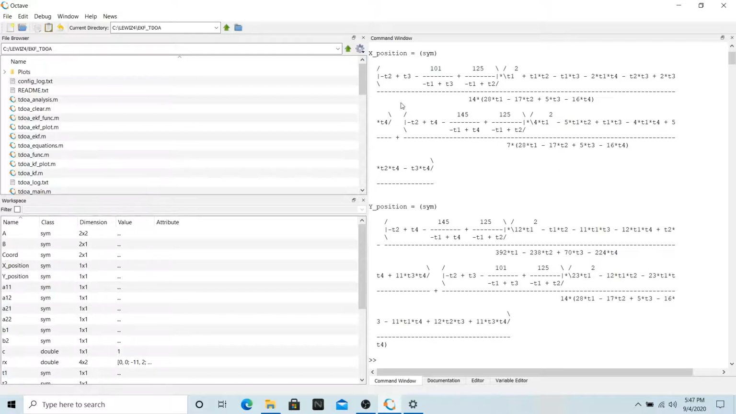Now these are the equations which are used for calculating x position or x coordinate and y coordinate using the TDOA method. The variables used are time of arrival at different receiver stations, in which case there are 4. Apart from that, it also considers the speed of light as well as other environmental factors in more complex versions of this equation.